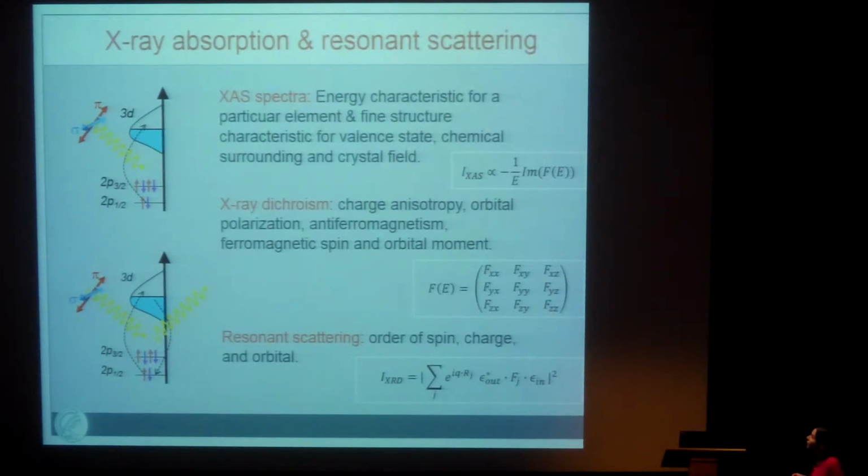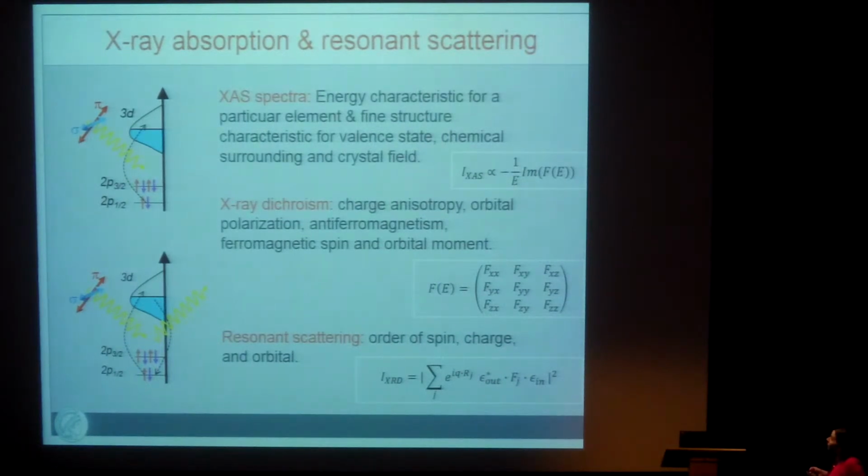because we are interested in the valence state of the 3d transition metal ions. So we are mostly focusing on the L edges, where the absorption process excites a 2p core electron into the open 3d shell.